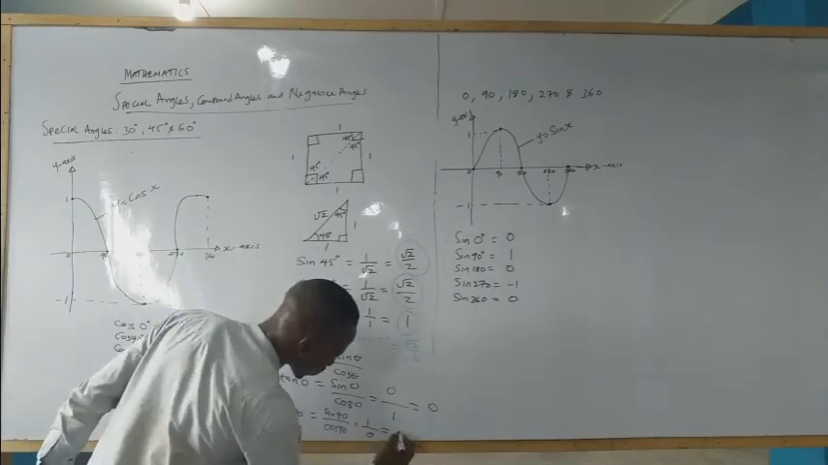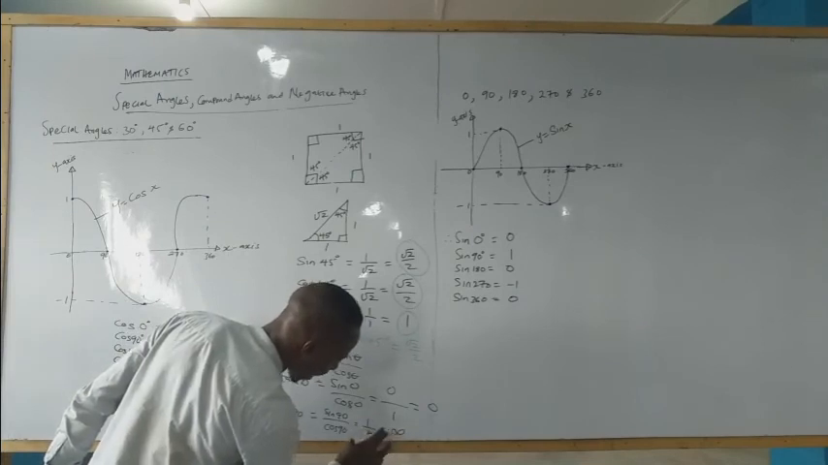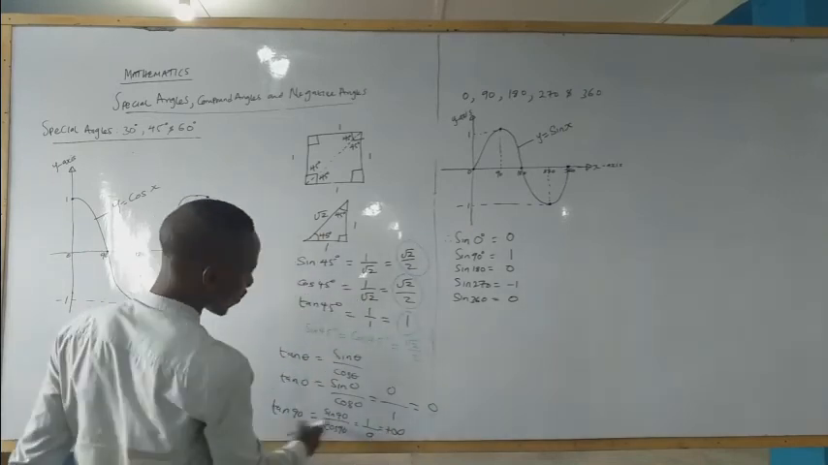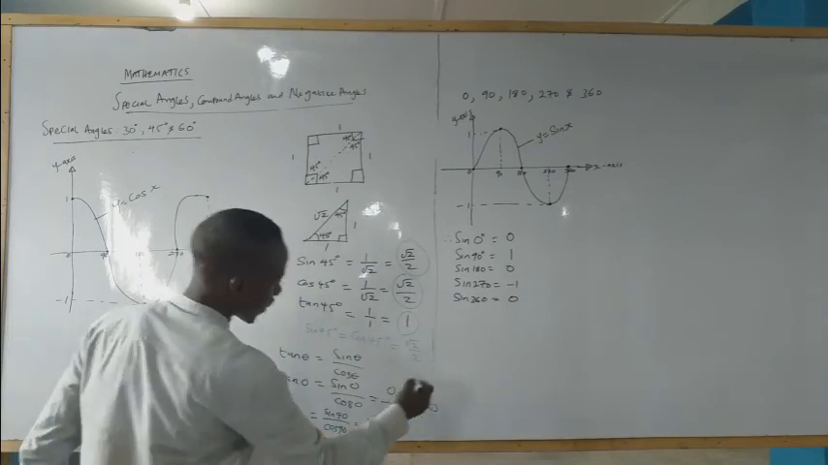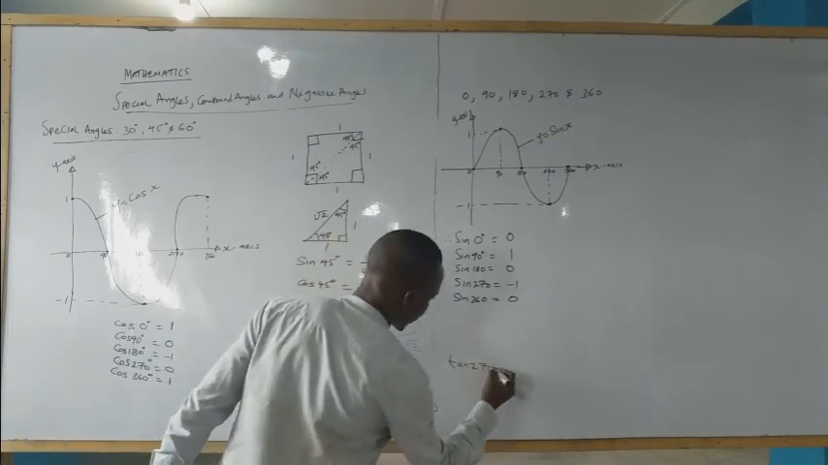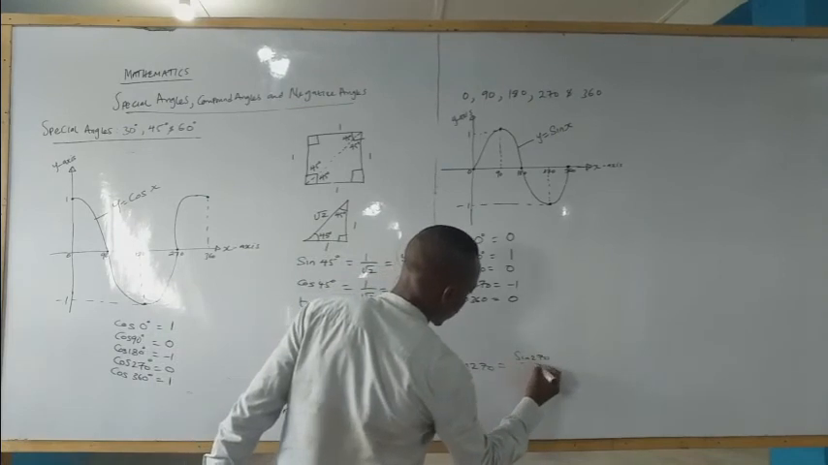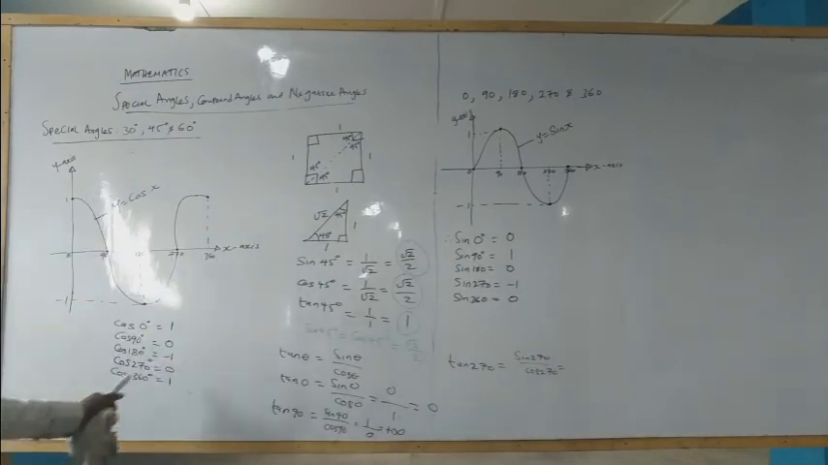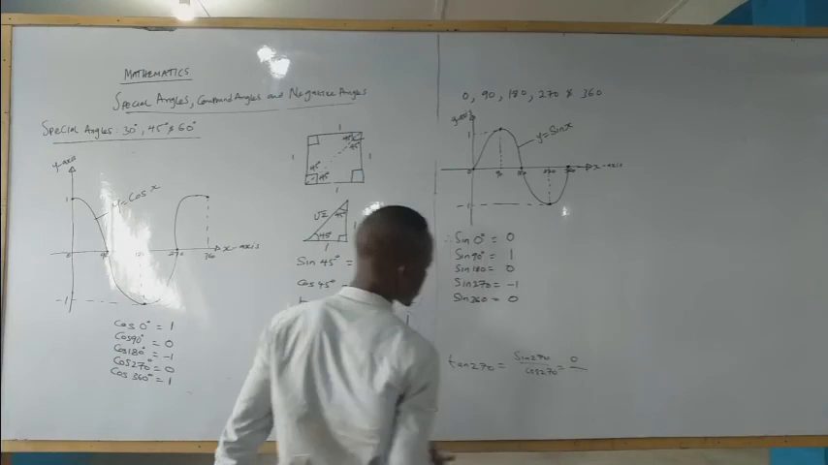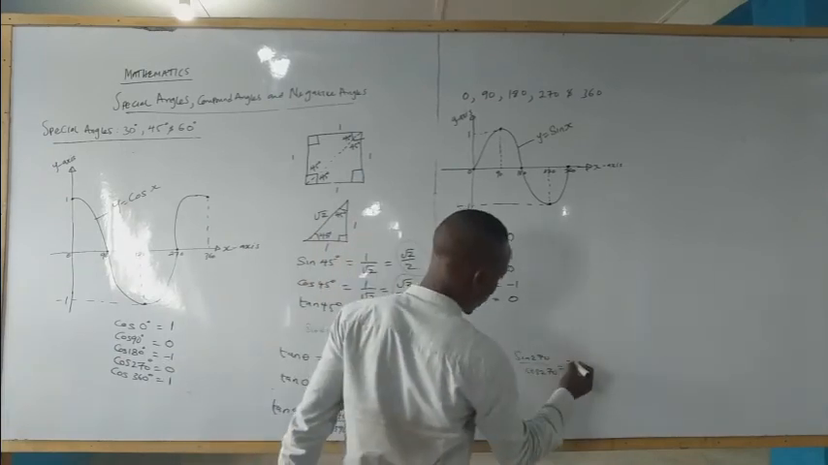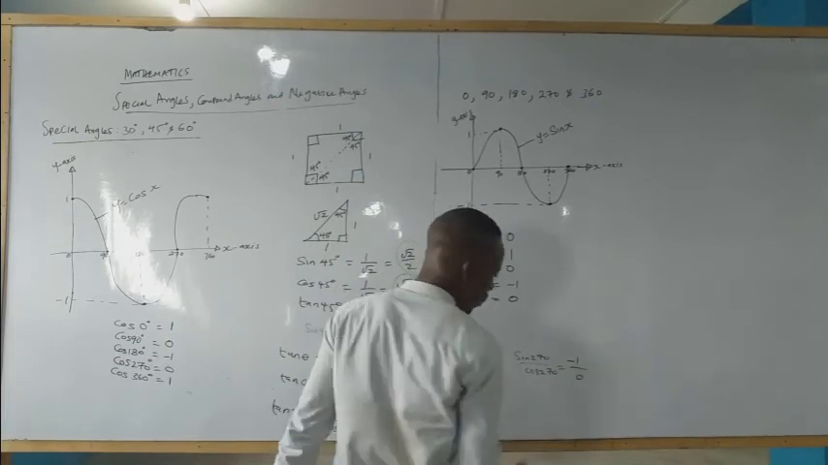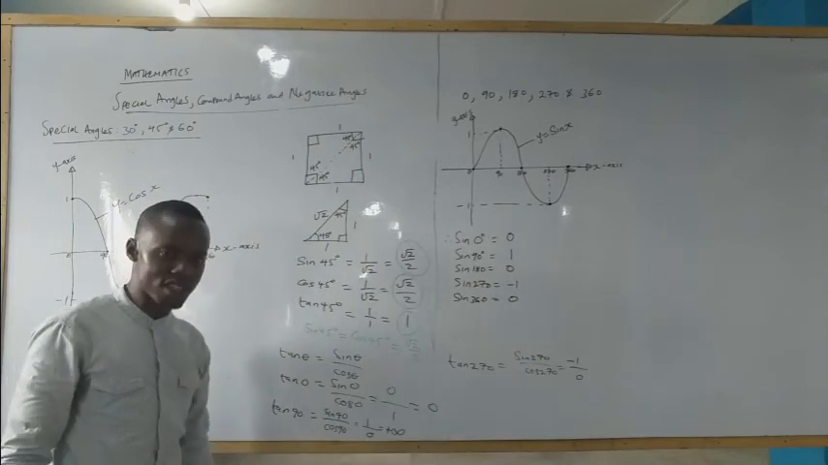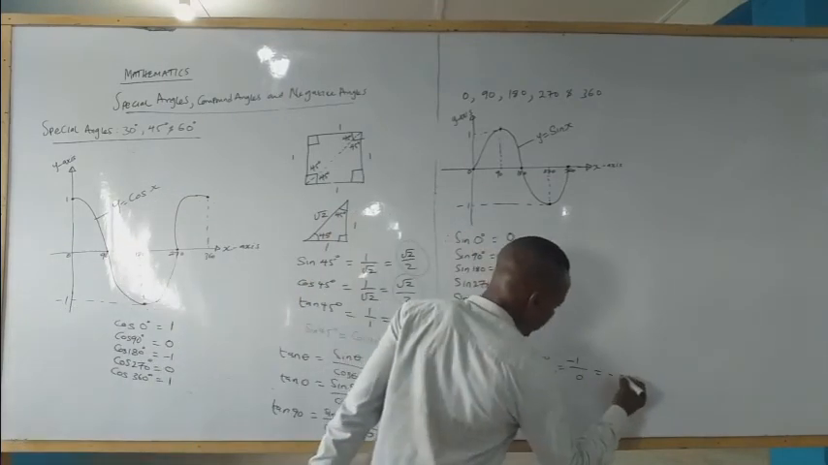This one is indefinite, undefined. So we have undefined. But now, is it positive or negative? It is positive infinity. Then for 270, tan 270 is equal to sine 270 over cos 270. Sine 270 is minus 1. Cos 270 is 0. This one now is negative infinity, different from the previous one. The same thing but with a different sign. So we have negative infinity.